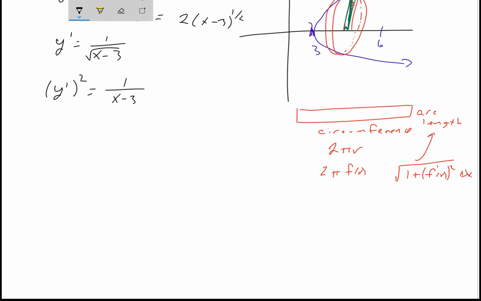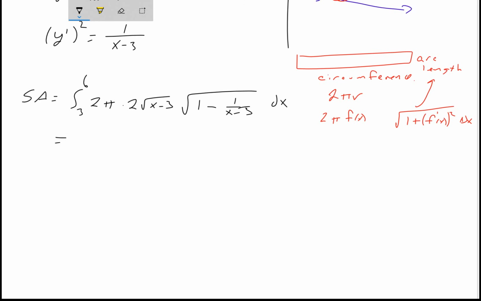So now when I substitute all of that stuff in, the surface area is going to be the integral from 3 to 6 of 2 pi times 2 square root of x minus 3 times the square root of 1 plus 1 over x minus 3 dx. So let's see, I'm going to bring that 4 pi out front. The only reason I do that is I just like things in my integrand to be a little simpler looking. Sometimes it's good, sometimes it's not.